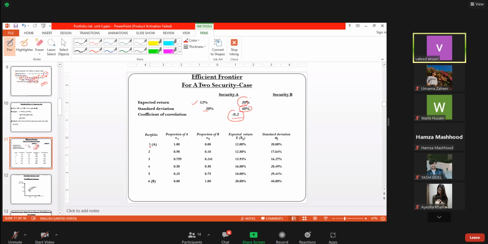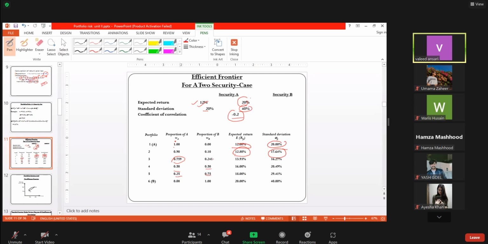For example, one can invest the entire 100% in one security. So one will get 12% return, and risk will be 20%. Then 90% in A and 10% in B. These are calculated based on the formula. So return will be 12.8 and risk will be calculated by the same formula. In the same way it goes on: 50-50, 25-75, and like this. So this will be the situation.